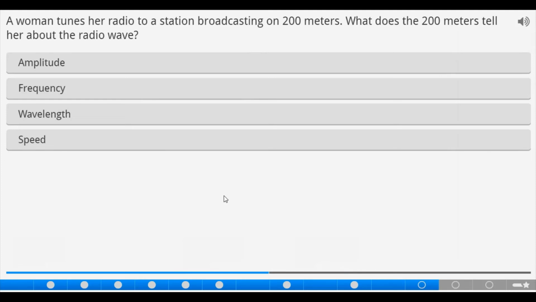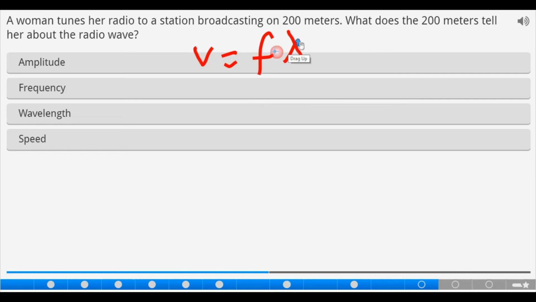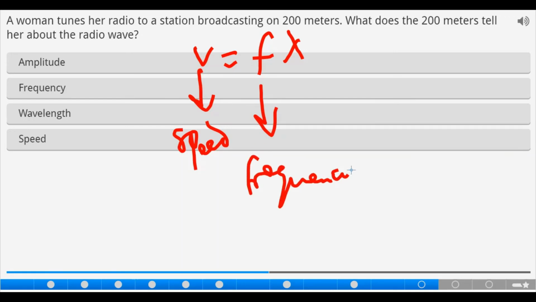Now, a woman tunes her radio to a station broadcasting on 200 meters. What does the 200 meters tell her about the radio wave? Now, from what we did some moments ago, don't forget that V is equal to what? F lambda. V represents the what? Speed. F represents frequency. And lambda represents the what?